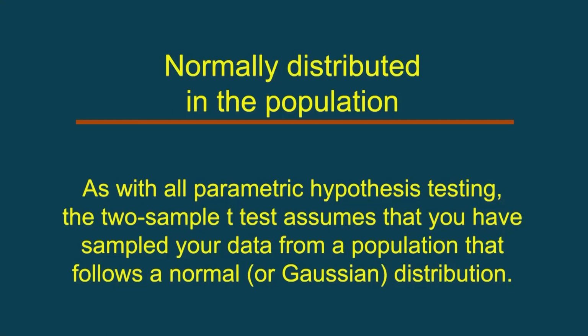The most important assumption is the populations are to be normally distributed. What do you mean by that? As with all parametric hypothesis testing, the two-sample t-test as well assumes that we have sampled our data from a population that follows a normal or a Gaussian distribution. Because if you can recall, when we studied t distribution, a t statistic is derived from a normal population. So that is the basic assumption that we have to keep in mind.